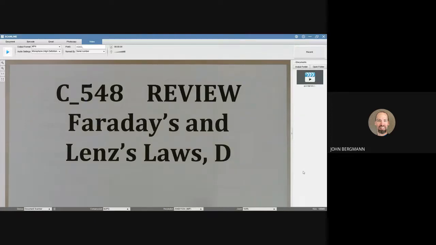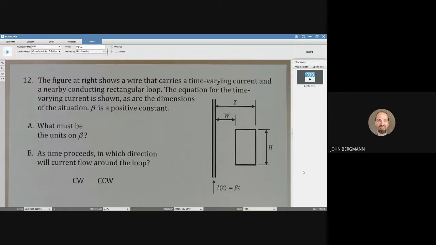Faraday's and Lenz's laws D. The figure at right shows a wire that carries a time-varying current and a nearby conducting rectangular loop. Right down here at the bottom of the screen, there is our time-varying current. The dimensions of the situation are shown. Beta is a positive constant. What must be the units on beta?